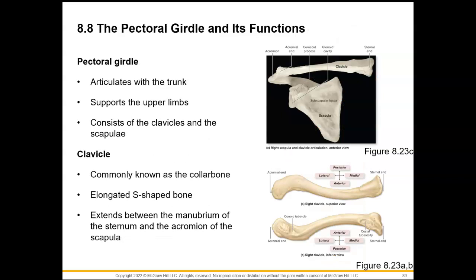Let's take a look at the pectoral girdle. This is going to articulate with our trunk, and it supports our upper limb. It's going to consist of our clavicles and scapulae. Our clavicle, which is known as the collarbone, is an elongated S-shaped bone, and it extends between the manubrium of the sternum and the acromion of the scapula.